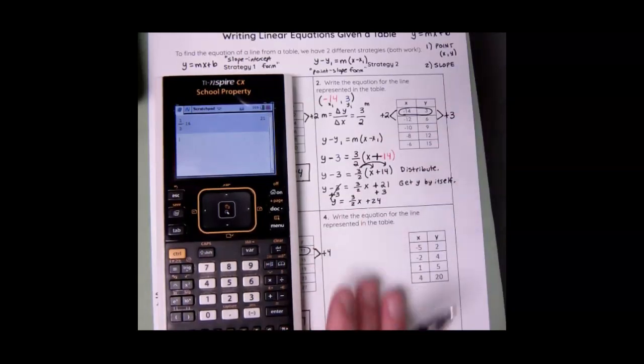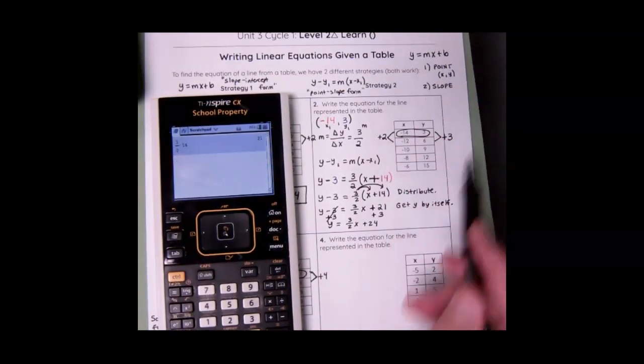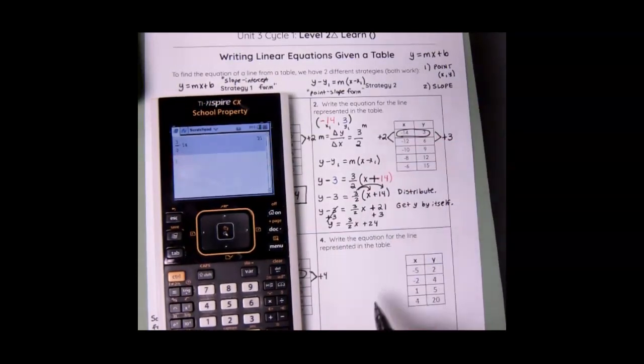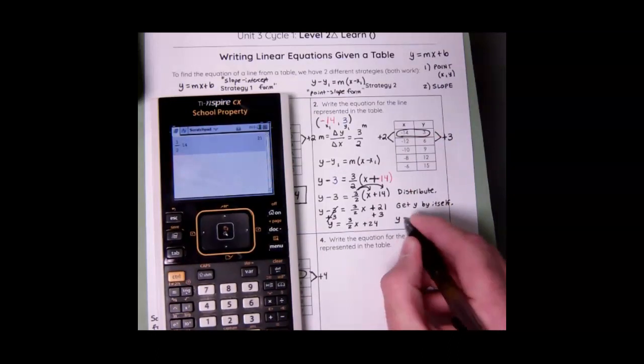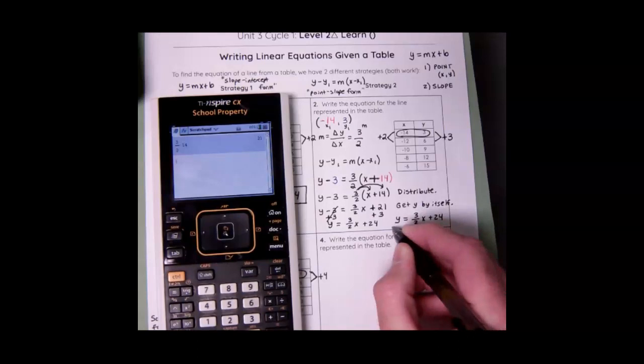Now, my answer, my equation, looks like this right here. So I'm good to go. So I have my slope and I have my y-intercept. So my final answer is y equals 3 over 2x plus 24.